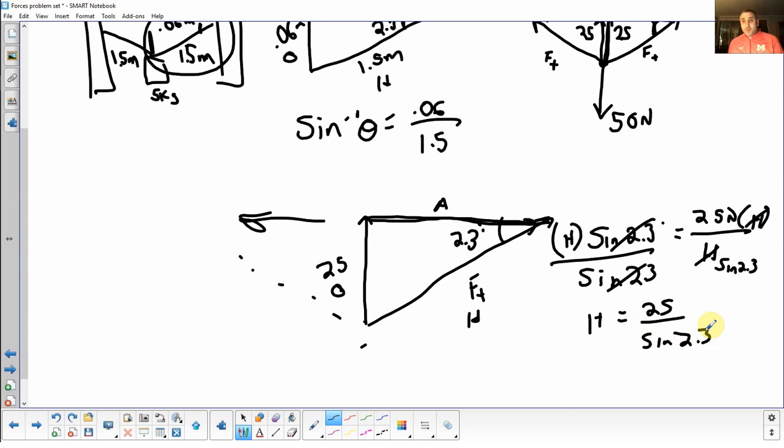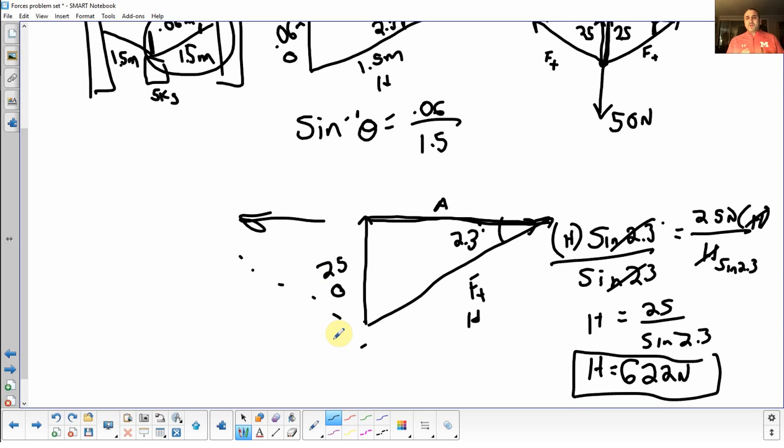And sine of 2.3 is actually a really small number. So 25 divided by sine 2.3, we actually get a hypotenuse, are you ready for this, of 622 newtons. Can you imagine that? You're hanging something that weighs 50 newtons.